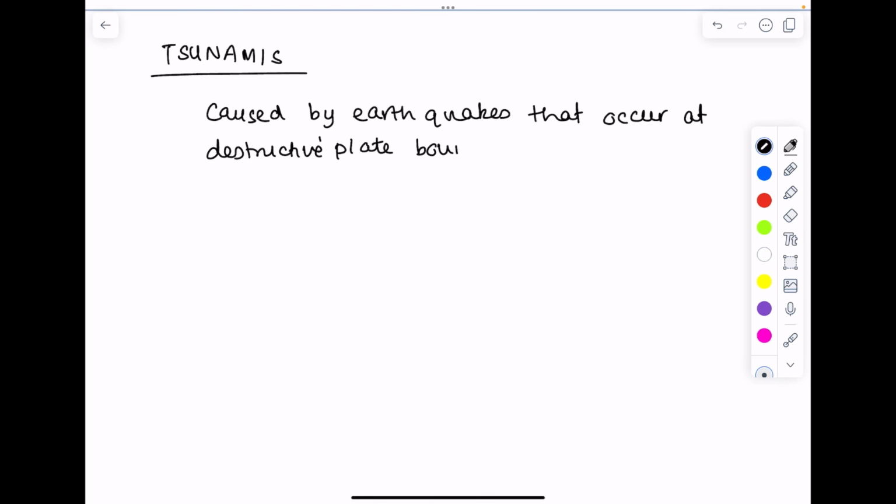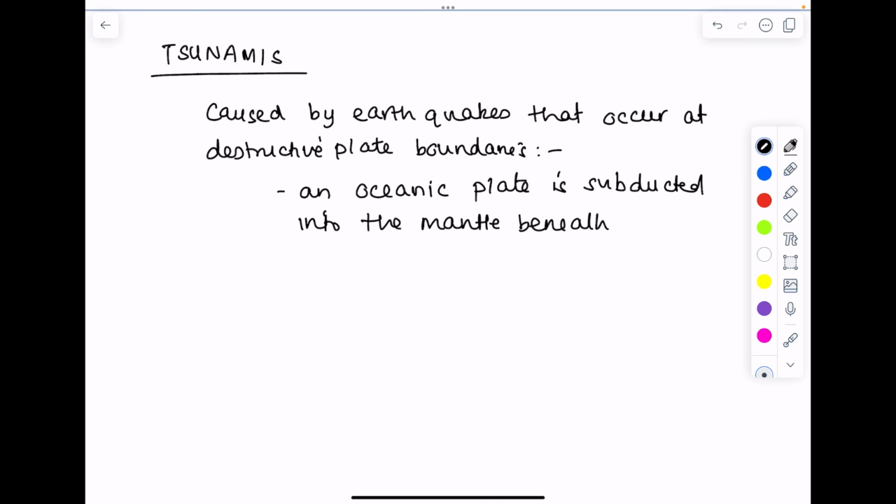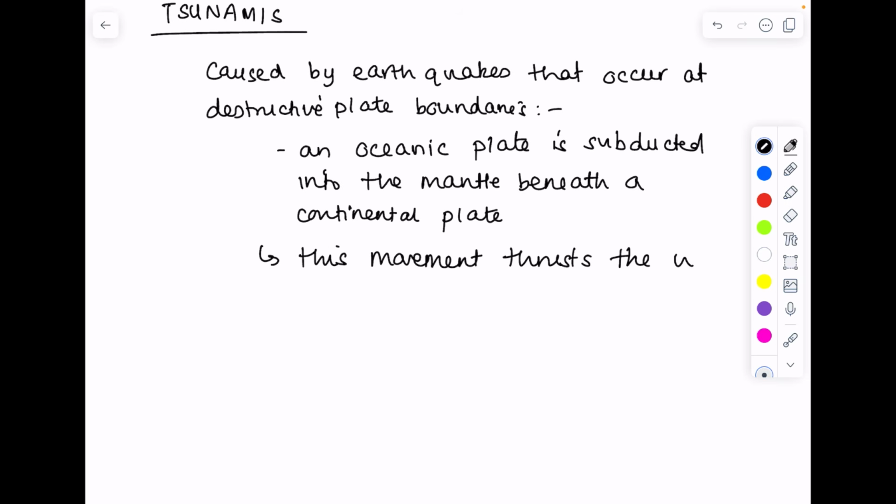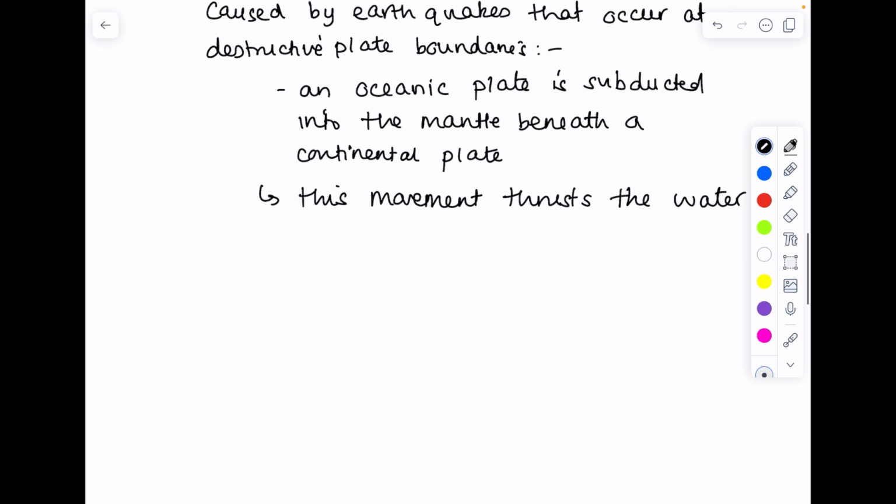And then in more detail, an oceanic plate is subducted, so forced under a continental plate. And it's this movement which thrusts the water above, causing the huge characteristic tsunami wave. And as we know, these waves can travel enormous distances.